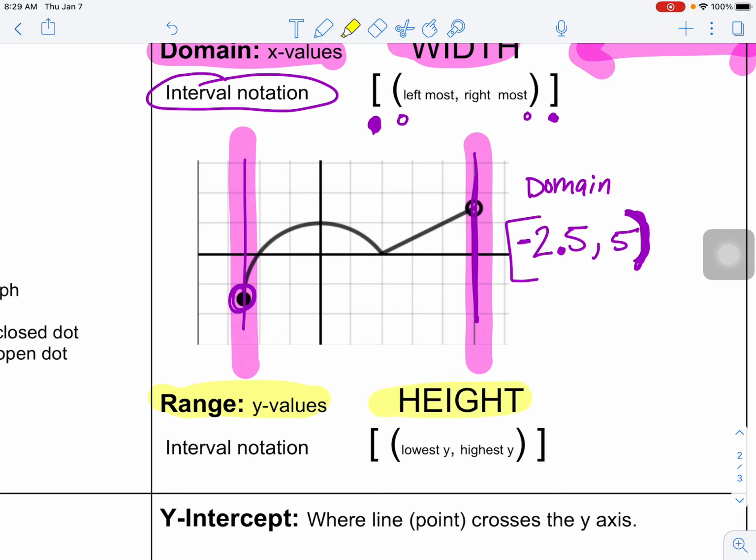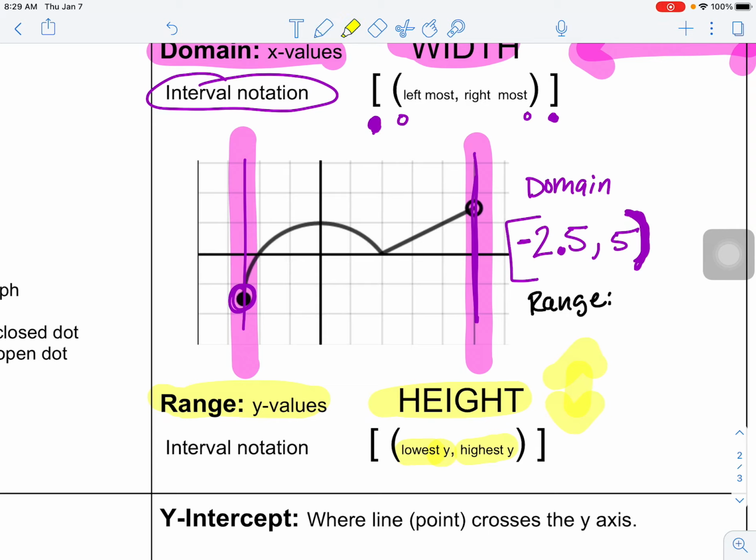So range is y values, height. Remember, y values are the vertical axis, so it's going up and down. So we want to find the lowest point on the y-axis and the highest, and we're going to list them in a similar way. So for the range, we'll do that below.